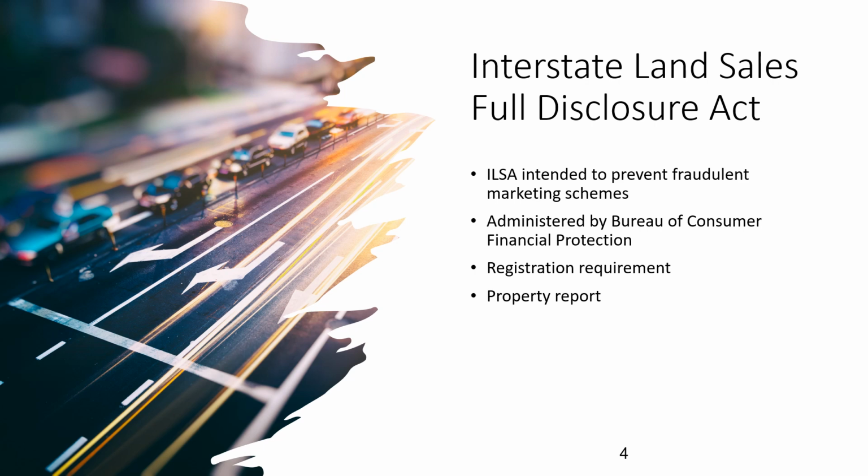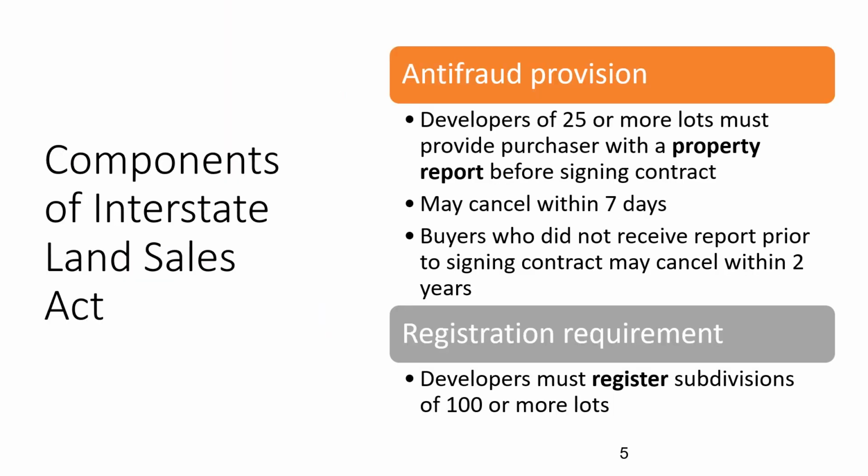The Interstate Land Sales Full Disclosure Act is intended to prevent fraudulent marketing schemes, and it's administered by the Bureau of Consumer Financial Protection. The requirements are registration and property reports. The two components include the anti-fraud provision and the registration requirement. Under the anti-fraud provision, developers of 25 or more lots must provide the purchaser with a property report before signing the contract, and they may cancel within 7 days. Buyers who did not receive the report prior to signing the contract may cancel within 2 years. The registration requirement requires developers to register subdivisions of 100 or more lots.